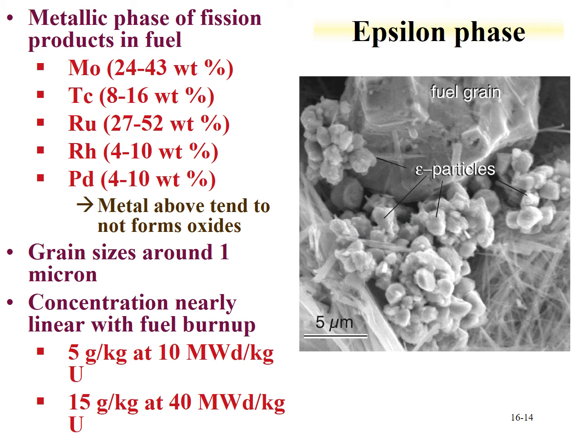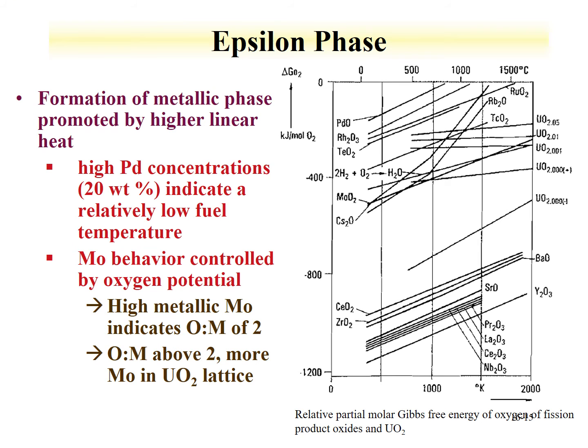And what we see is that the grain size of these epsilon phases is generally around 1 micron, and their concentrations are nearly linear with burnup. So there's 5 grams per kilogram of uranium at a 10 megawatt days per kilogram uranium burnup, while it goes up to 15 grams per kilogram at 40 megawatt days per kilogram uranium. And as we see here, these phases will form in the boundaries between the fuel. And the formation of this metallic phase is promoted by higher linear heat.